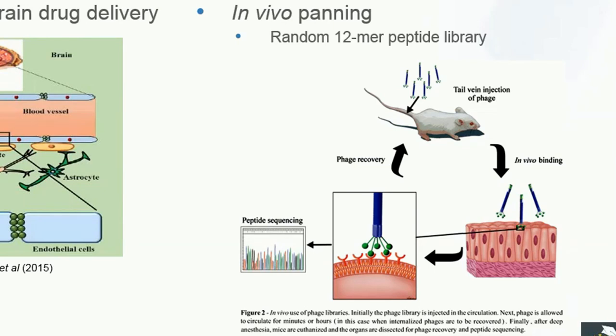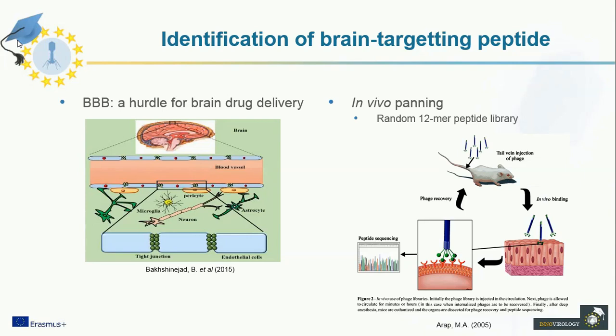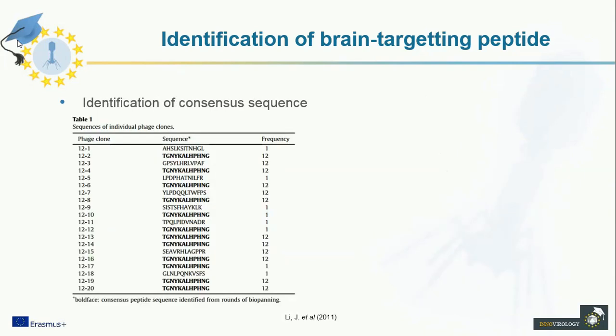Rather than doing in vitro biopanning, an in vivo panning approach is used to find the peptides. In this panning technique, the phages are injected into the tail vein of mice, and the phage is allowed to circulate for minutes to hours to allow binding to the receptors. The mice are then euthanized and the phages are extracted from the brain. These phages are then used again in the next rounds of panning. This will give an enrichment in phages containing a peptide targeting the brain.